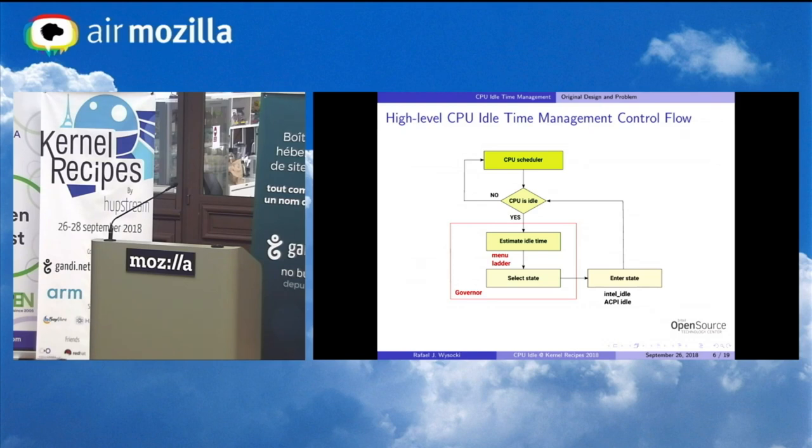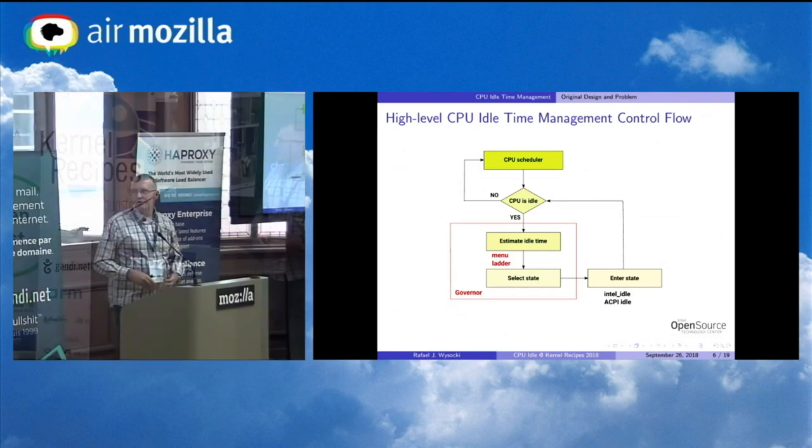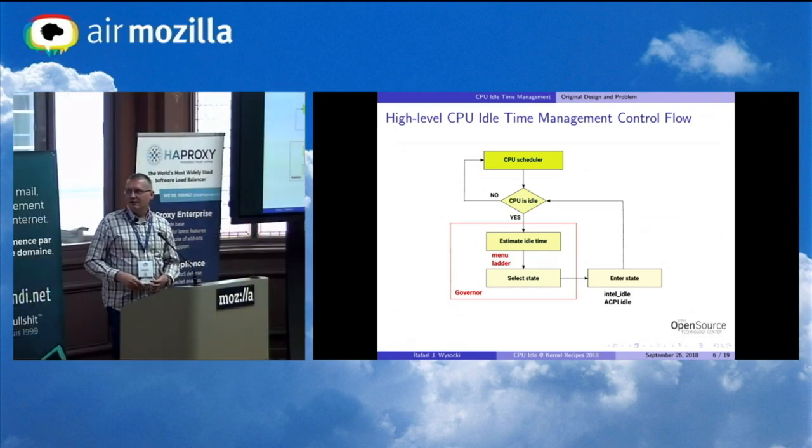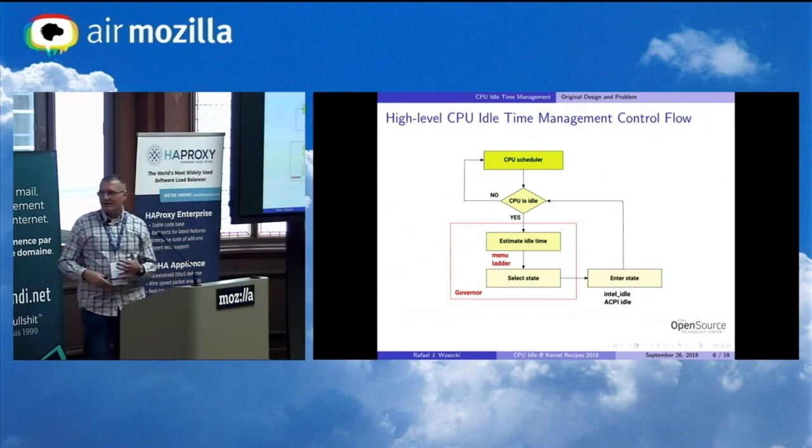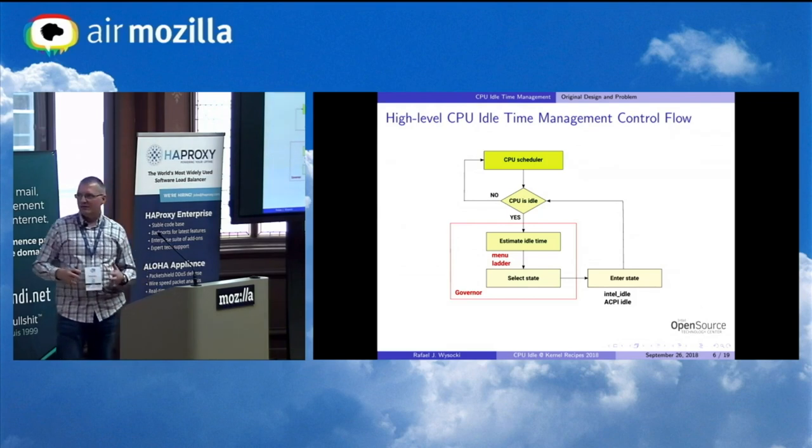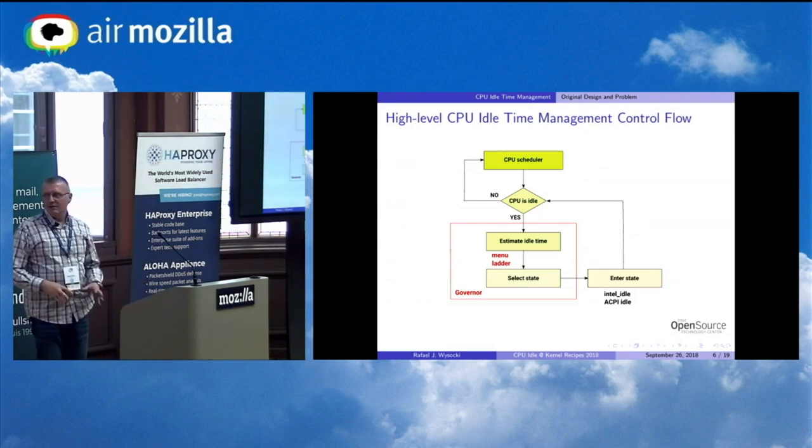Obviously, the CPU scheduler is the first part of the kernel to notice that the CPU is idle, because it sees that there are no tasks to run on the CPU. So the scheduler starts this, and this is run in the context of a so-called idle task. This is a special task to run this idle time management code.